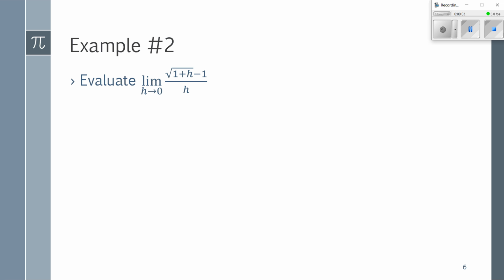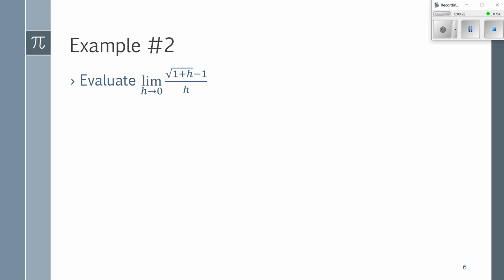So I want to go through some examples of doing L'Hopital's rule, different scenarios you could see it in, and different common mistakes that we see. So here I want to evaluate the limit as h approaches 0 of the square root of 1 plus h minus 1, over h.